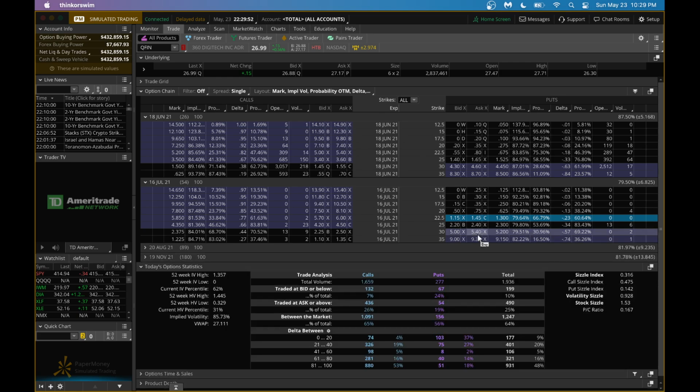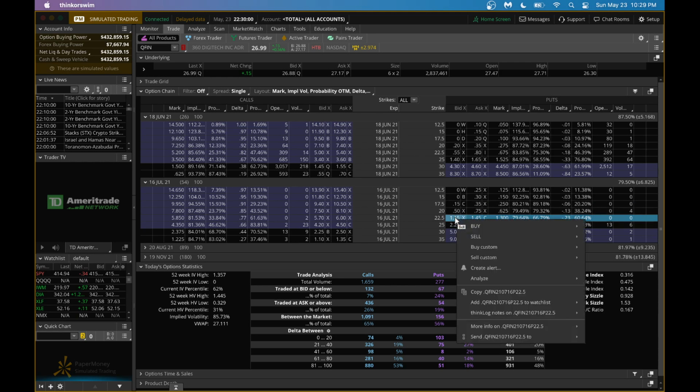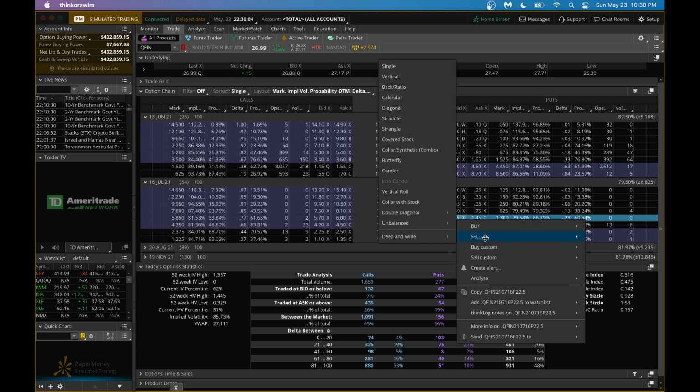The other way to play is you could do a spread here, 22.5, and you could even do 17.5. That will give you some good money. So with that, you could sell a spread here.